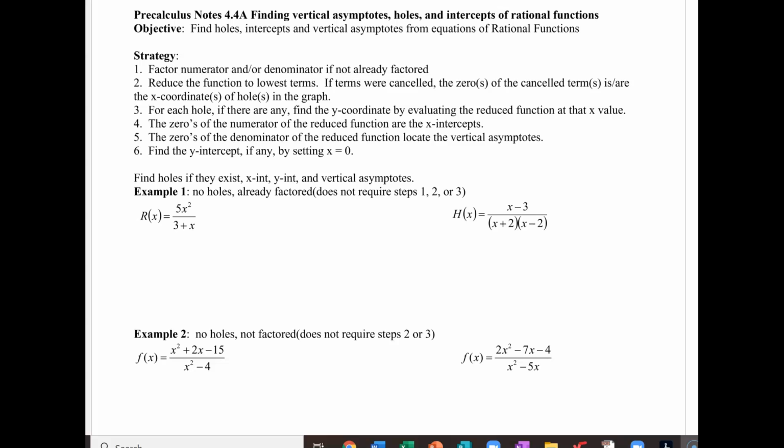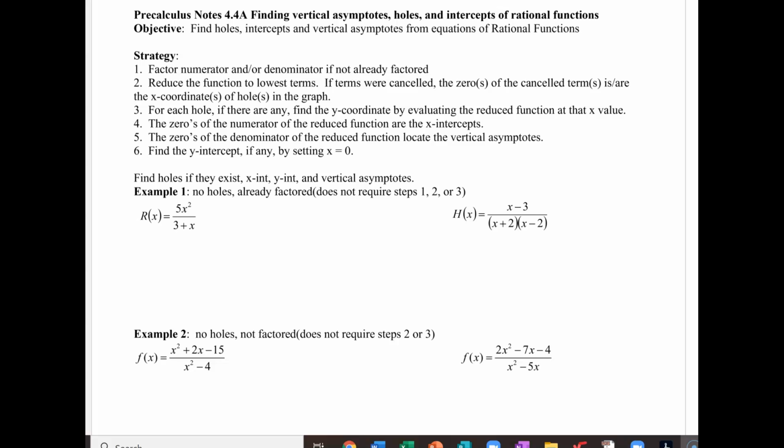So the first thing we want to do is look at the steps here. And in these steps, order matters because the holes really need to be canceled out before anything else, if they exist. So the steps: first factor, if it's not already factored, then reduce it to lowest terms, and notice that when you reduce something, you're looking at holes. So steps 2 and 3 are all about the holes. If there's no holes, there is no step 2 and 3.